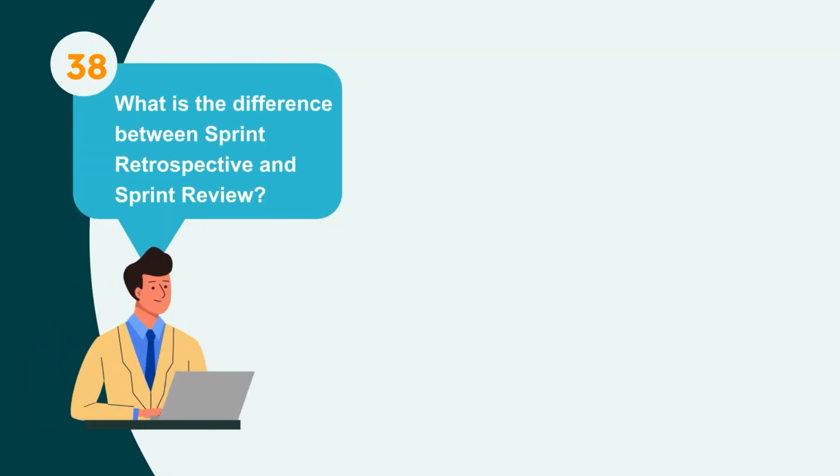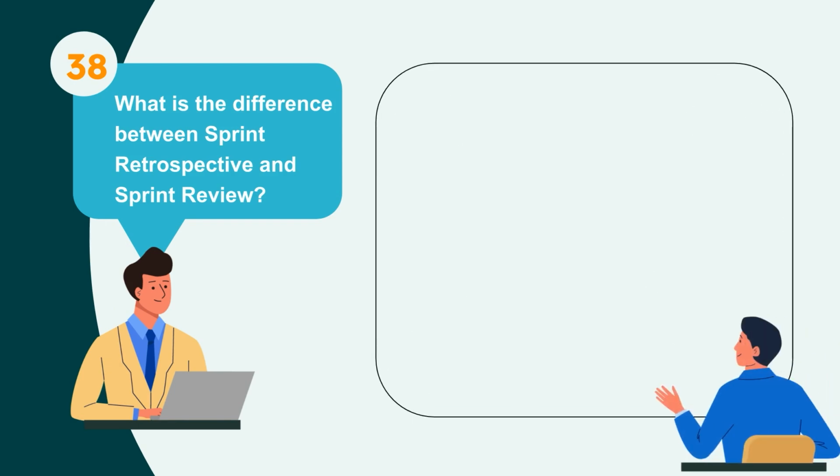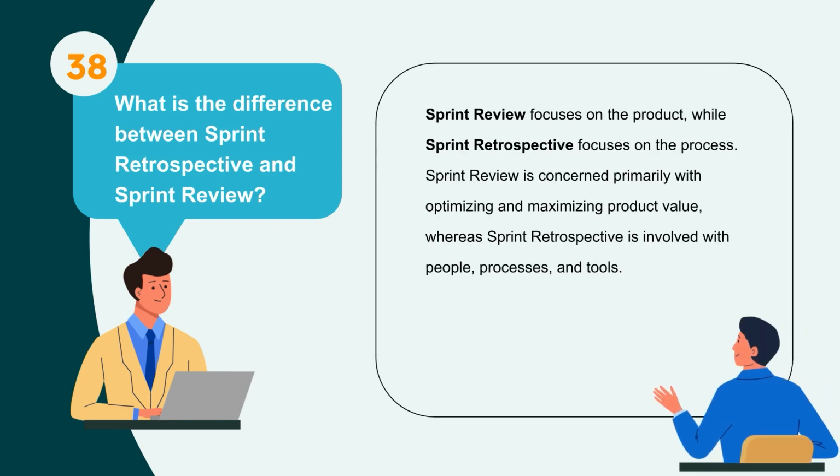38. What is the difference between sprint retrospective and sprint review? Sprint review focuses on the product, while sprint retrospective focuses on the process. Sprint review is concerned primarily with optimizing and maximizing product value, whereas sprint retrospective is involved with people, processes, and tools.